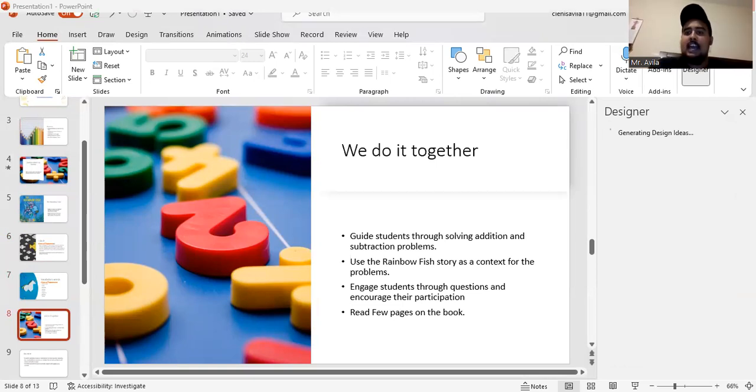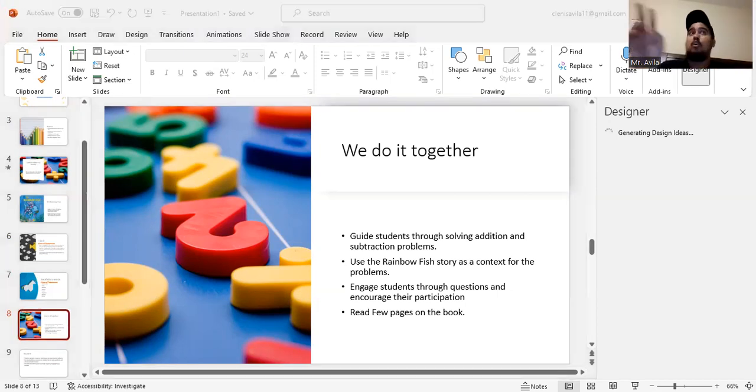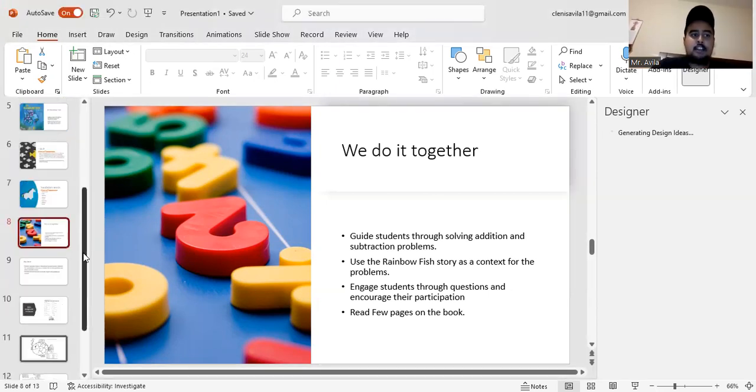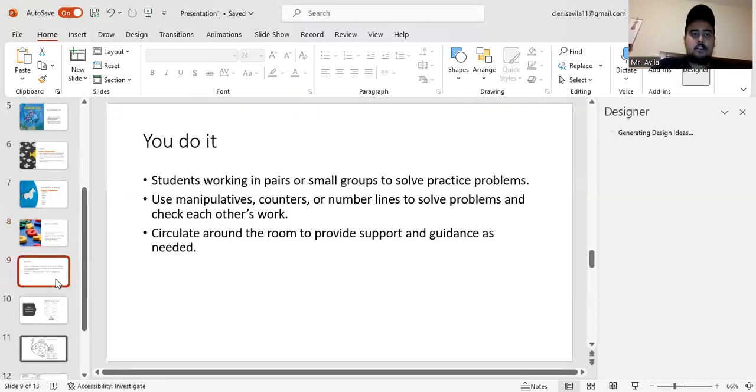"Rainbow Fish found the cave. It was very dark in there. He could hardly see anything. Suddenly he saw two glowing eyes." So what number happened in the story? Anyone? And then the students will answer two. I have them encourage the addition and subtraction. So I have to prepare.